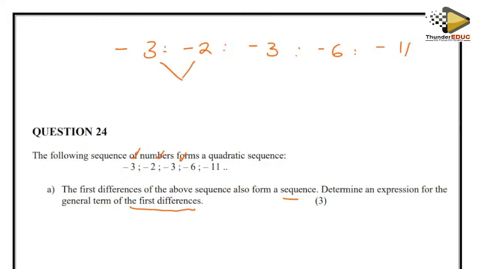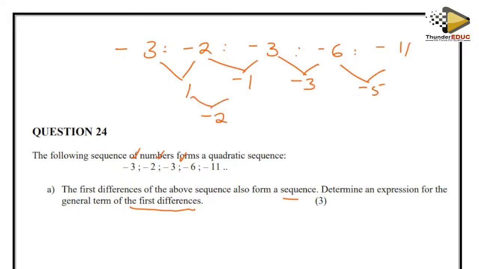I don't know. Let's -2 minus -3. That should be a 1. Then -3 minus -2. That should be a -1. And then -6 minus that's a -3. And then that is going to be a -5.